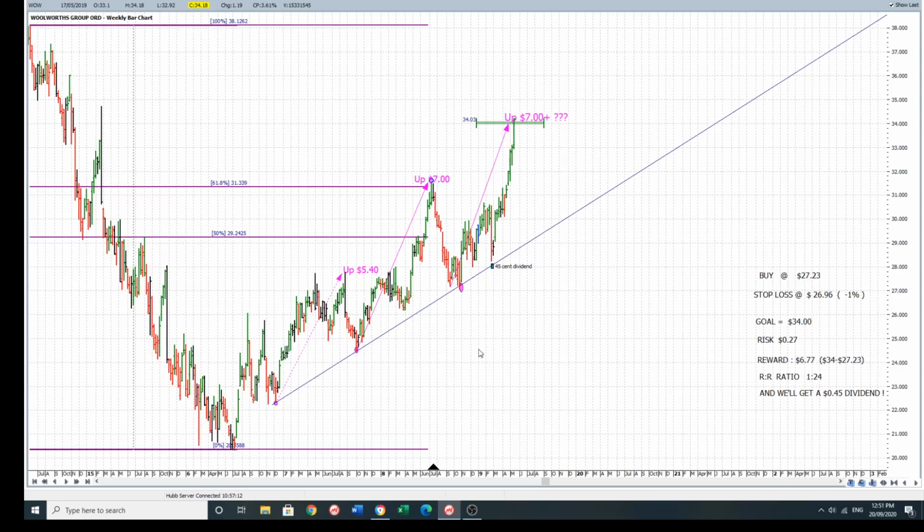You're basically risking 27 cents to make $6.77. So that's a fantastic return. So for now, this one, the chart's a winner.